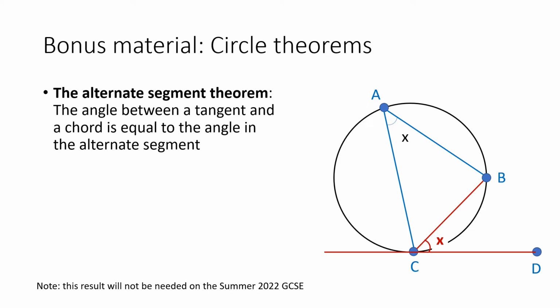So that is used in the question that's coming up. It's not on the summer 2022 papers. And you can derive it from the result we just saw previously about there being double the angle at the center of the circle, and you'll also need the fact that the tangent is perpendicular to the radius.